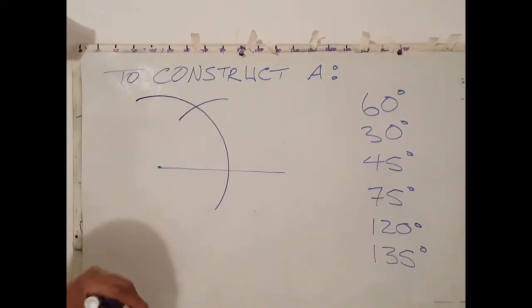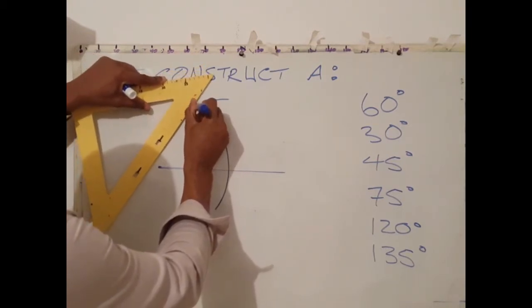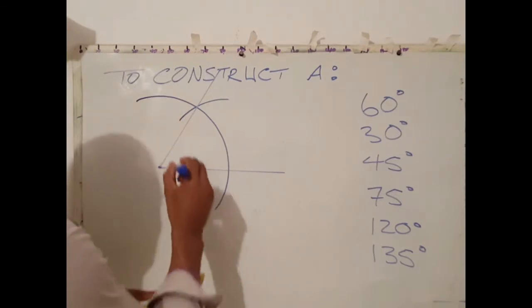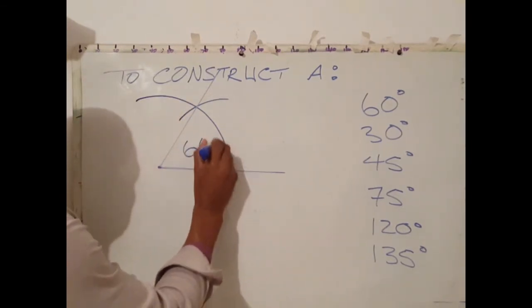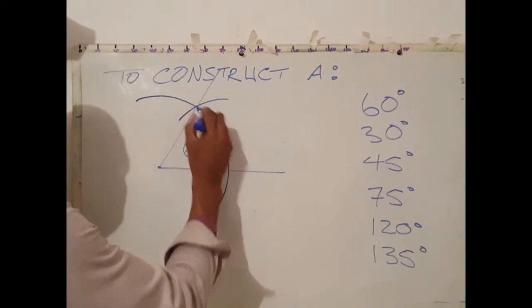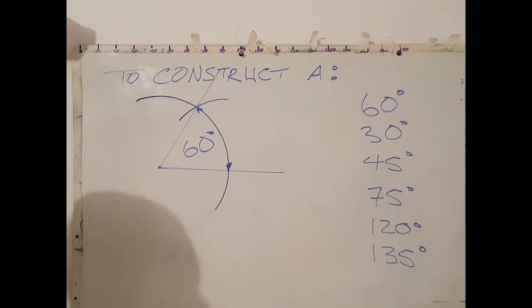Final step is to draw a line to the point where both arcs meet. Do remember to insert the angle: 60 degrees.